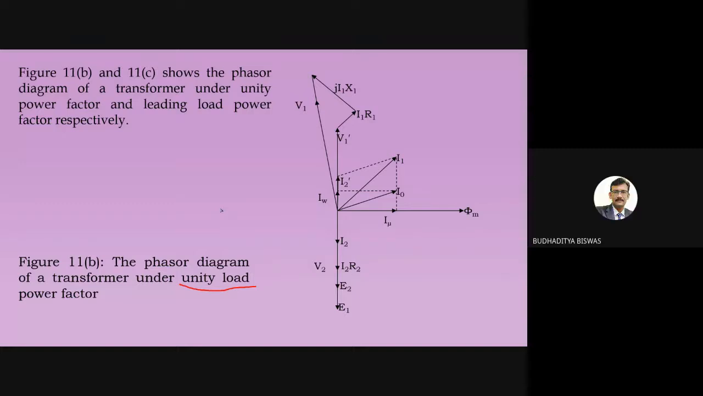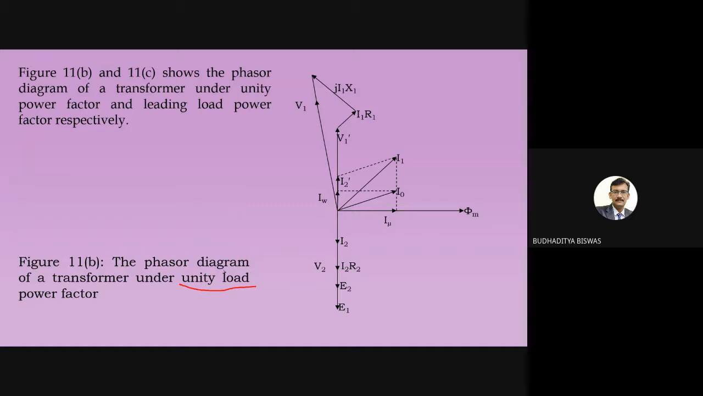Because if the resistance is mixed with the inductor, then phi will not be 0 degree. If it is mixed with the capacitor, then also phi will not be 0 degree. So in case of a pure resistance, where there is no effect of inductance and capacitance, the phase angle is 0 degree between the voltage and current, and we call it the unity power factor load.